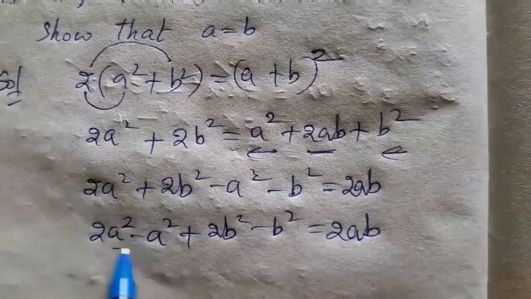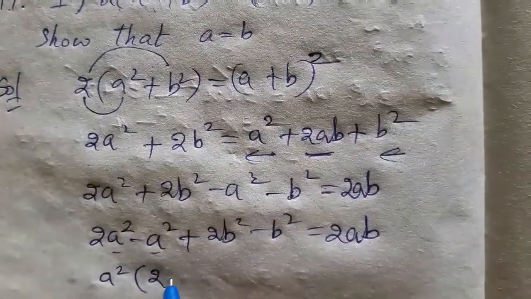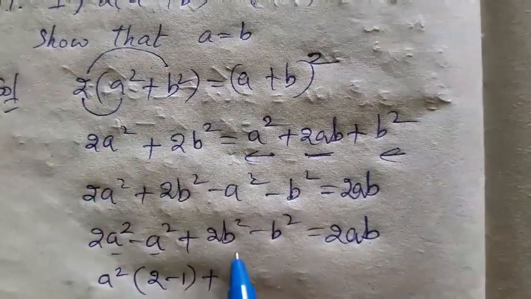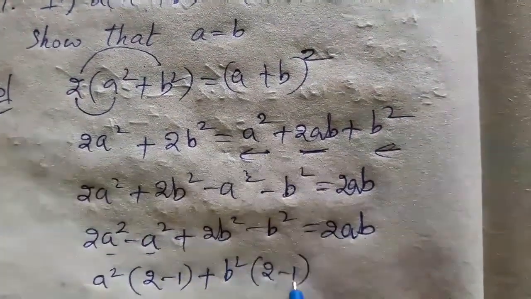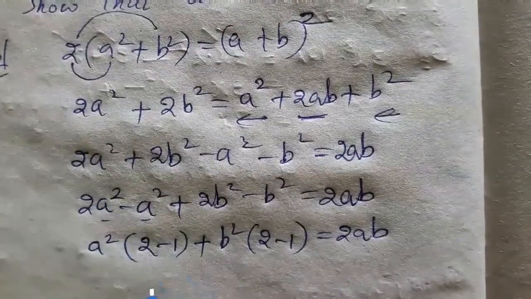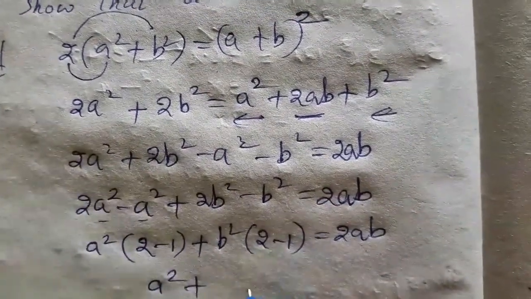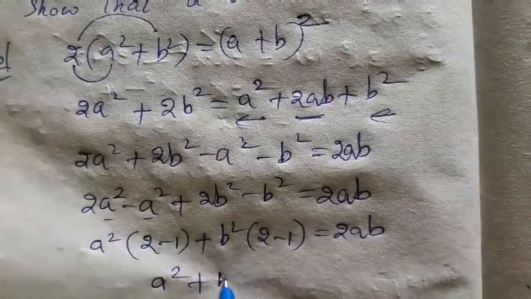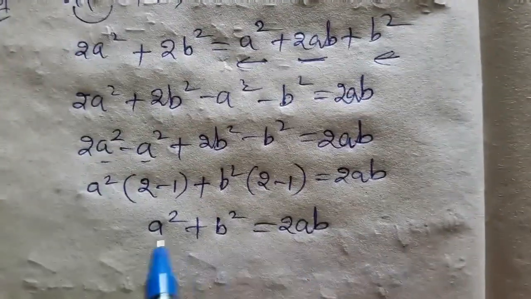See here, a² is common in these two terms, that means 2 − 1. Here also b² is common, 2 − 1 is left. 2 − 1 becomes 1, so that means a². Here also 2 − 1 became 1, 1 into b² became b², that equals to 2ab. Now 2ab.